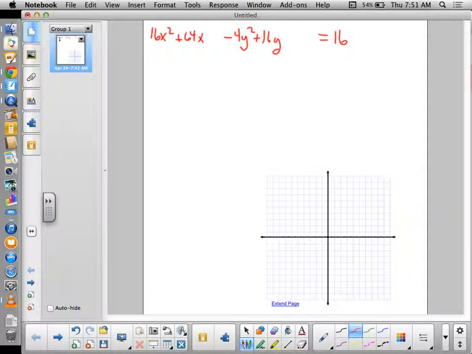All right. Most people are fine with factoring this one. We get a 16 out of here. We get x squared plus 4x and then plus 4 to complete the square. But we're not actually adding 4 in there. We're adding 16 times 4, so we add 64.